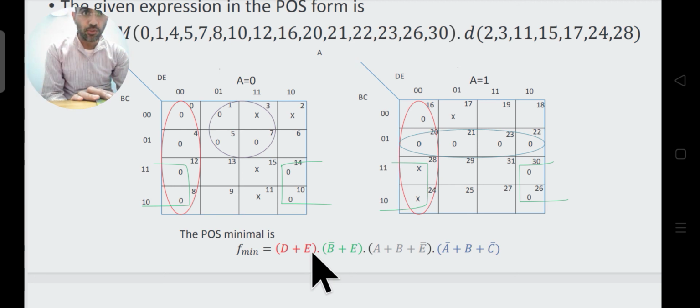Similarly, is there any other possibility to form a quad? You can see that we can form a quad with these particular terms. Corresponding to this cell, these 4 are coming together: 12, 8, 28, 24. So this is one quad, and the other quad is 14, 10, 30, 26. So this is another quad.